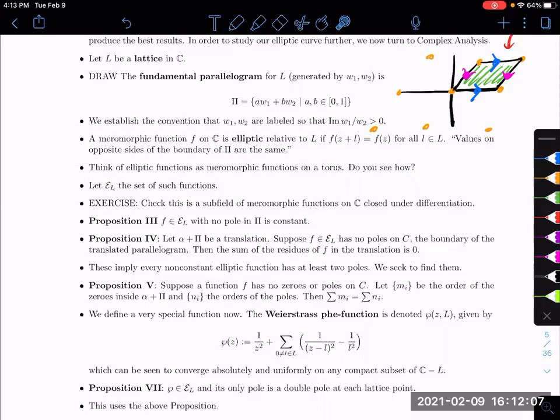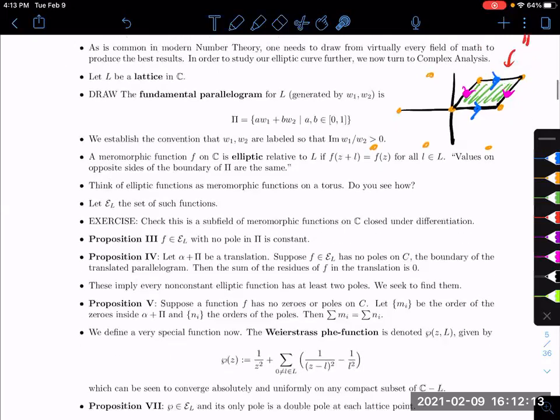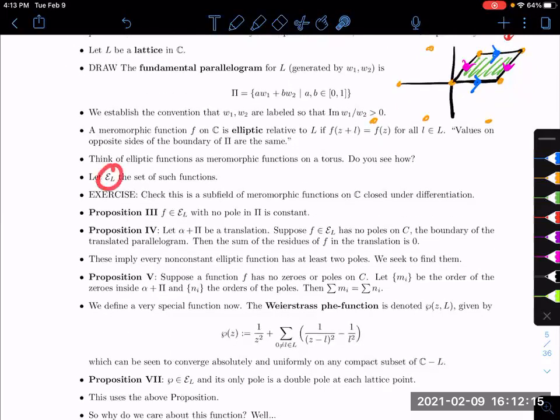So today what we're going to do is study this set of elliptic functions for a lattice, and we're going to see what we can get out of it. We're going to call epsilon sub L the set of elliptic functions for a given lattice L, and you can check that this is actually a subfield of meromorphic functions, so it's closed under all the field operations, but it's also closed under differentiation. This is not hard to check, and I would encourage you to do so.